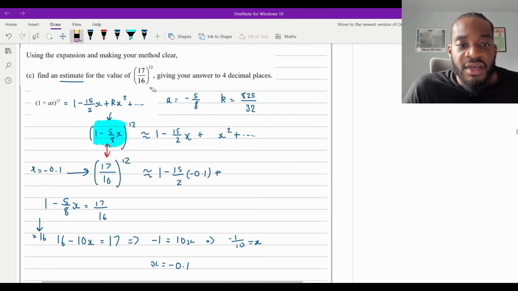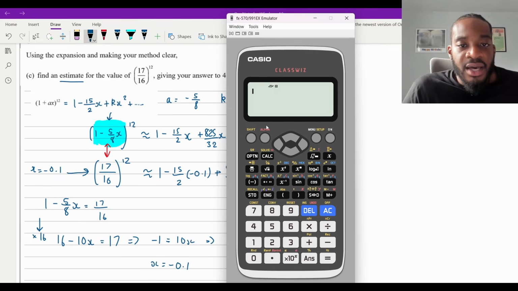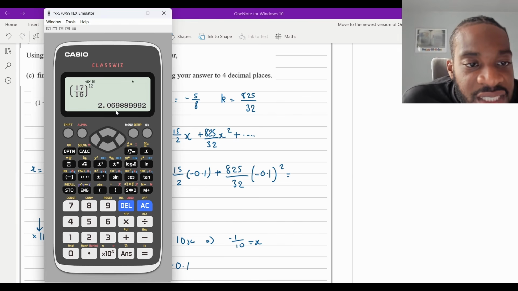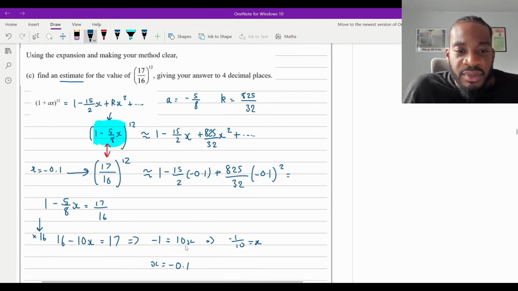So let me move that out of the way. k is 825 over 32. Forgot to put the k in. But yeah, that's fine. Like that, and then that's going to be minus 0.1 all squared. So I'm going to put this into the calculator and see what I get. And what I will do first, let's actually calculate what 17 over 16 to the power of 12 actually is, just to see if we're on the right track. So we get this there. It's 2.0699 to 4 decimal places, isn't it? So basically 2.07.